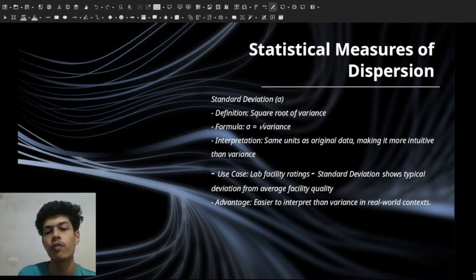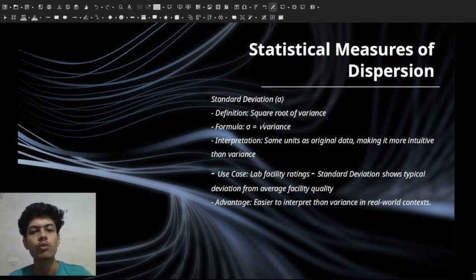Now let's go to the next measure, standard deviation, which is also called the square root of variance. We have seen the variance in our previous slide. It can be used for lab faculty ratings. Standard deviation shows the typical deviation from average faculty quality. Its advantage is that it is easier to interpret than variance in a real world context.